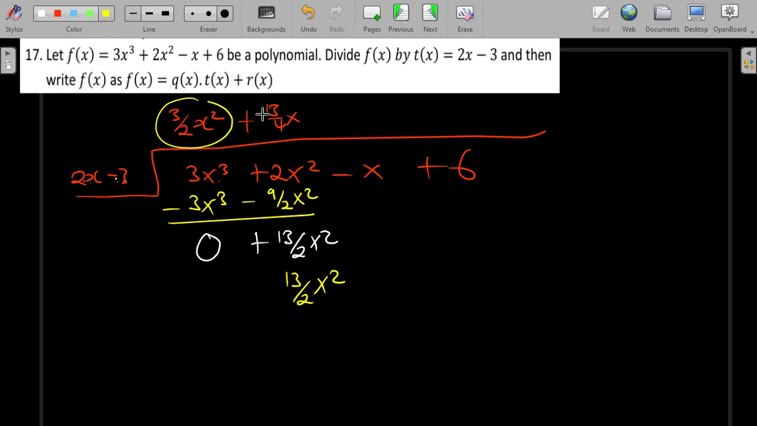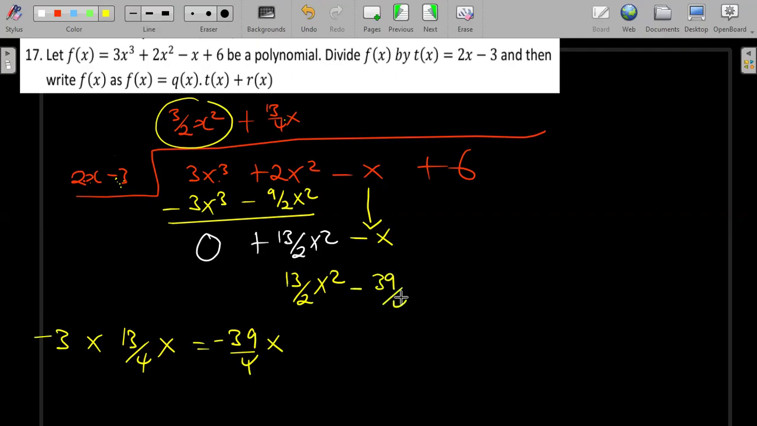And then from there, we'll just go step by step. This 13 over 4x multiplied by minus 3. So minus 3 multiplied by 13 over 4x. What are we going to get there? We just have to multiply the 3 and the 13. Minus 3 multiplied by 13 will give you minus 39, and then we have over 4 and then x. So we can drop down this minus x, and then this multiplied by this is giving me minus 39 over 4x.